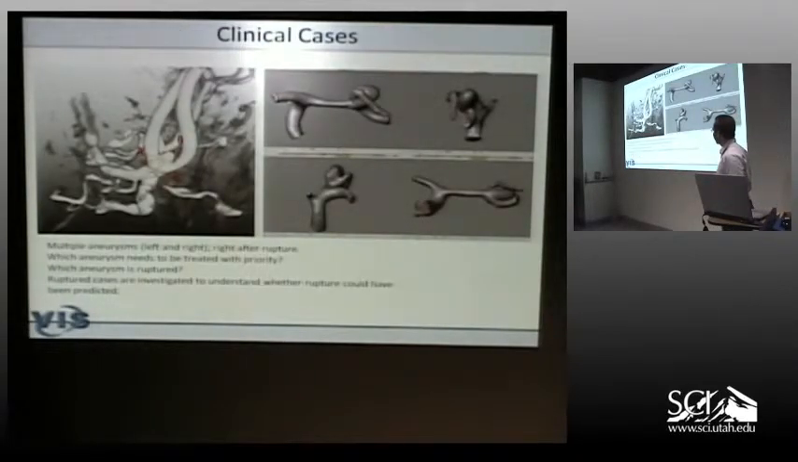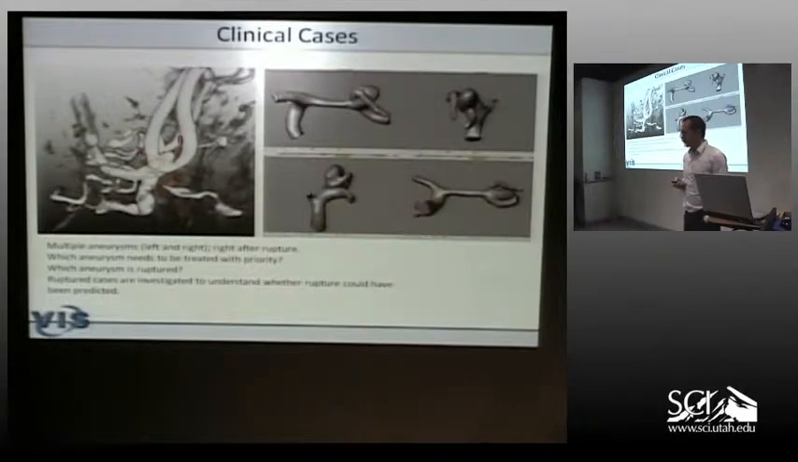Here's an example of clinically interesting situations. That is a study our neuroradiologists are now doing. They have collected 15 cases of persons with multiple aneurysms at the same time. That is not a very rare situation. As I said, vascular diseases are systemic diseases.